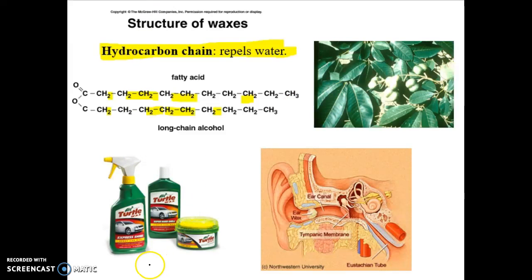So when we look at water and we look at wax, if you guys wax your vehicle, it repels the water. Go inside your ear. There it is, a little bit of wax inside the ear canal. That helps prevent water from going down into your ear and causing ear infections and problems. It's there to protect us.